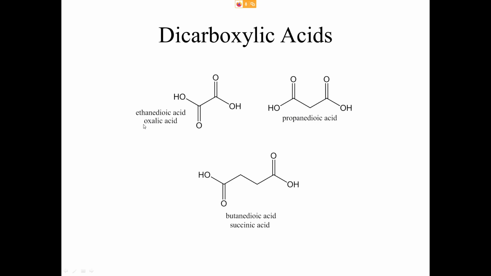These are the common or the biochemistry names. We'll talk about these later. We'll actually use succinic acid later. But I want you to learn the IUPAC names for now. So 2, 3, and 4 carbons long dicarboxylic acids. Any questions on those so far? Because we're going to build on this.